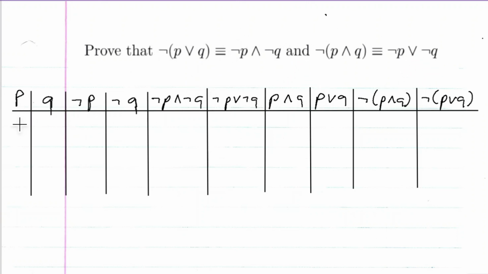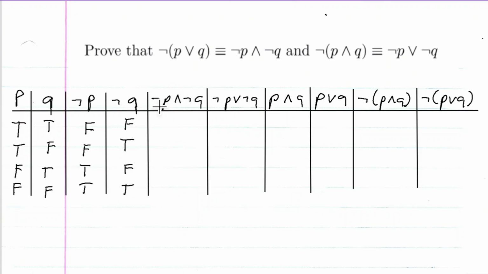Okay? So we have the truth values. We want to have all the possible truth values between P and Q. So we can get that by doing true, true, false, false, true, false, true, false, right? Okay, so the negation of P is just the opposite of what P is here. So this will be false, false, true, true. The negation of Q is the opposite of Q here. So this will be false, true, false, true.